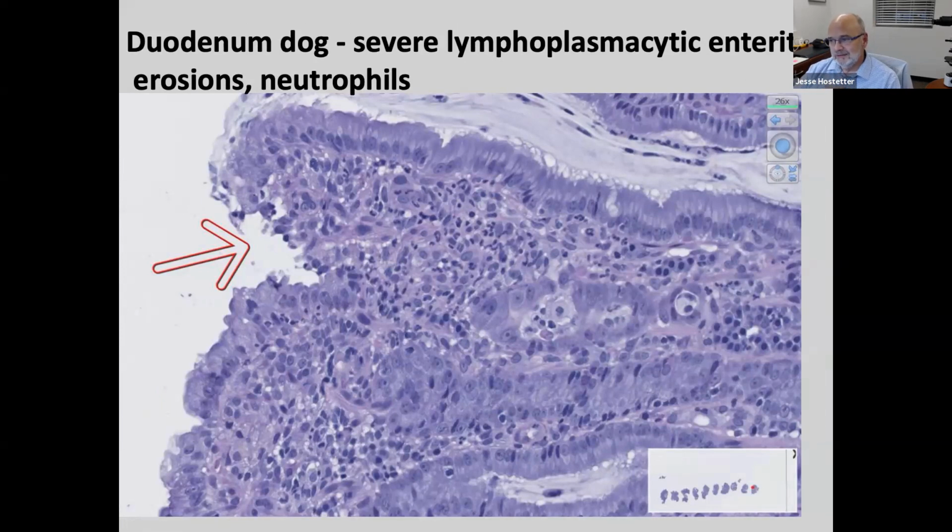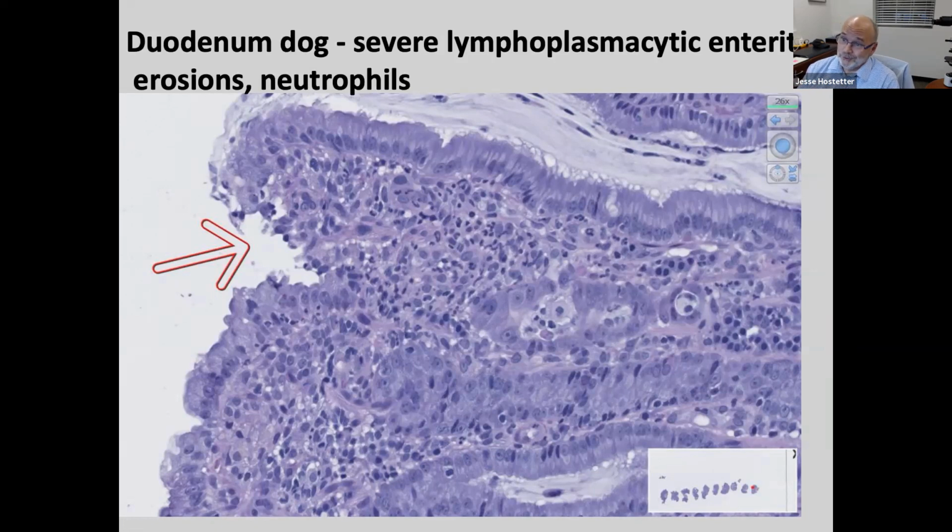And then, you know, sometimes it's a little tricky. Am I dealing with really an erosion, or is this an artifact? A nice rule of thumb is to look for neutrophils, and here you have them right here. Neutrophils in the lamina propria, and that's good supporting evidence that you're dealing with an erosion. So this dog has chronic inflammatory enteropathy, and it's a lymphoplasmacytic enteritis with villus fusion and blunting and erosions, and so that's what we reported out.